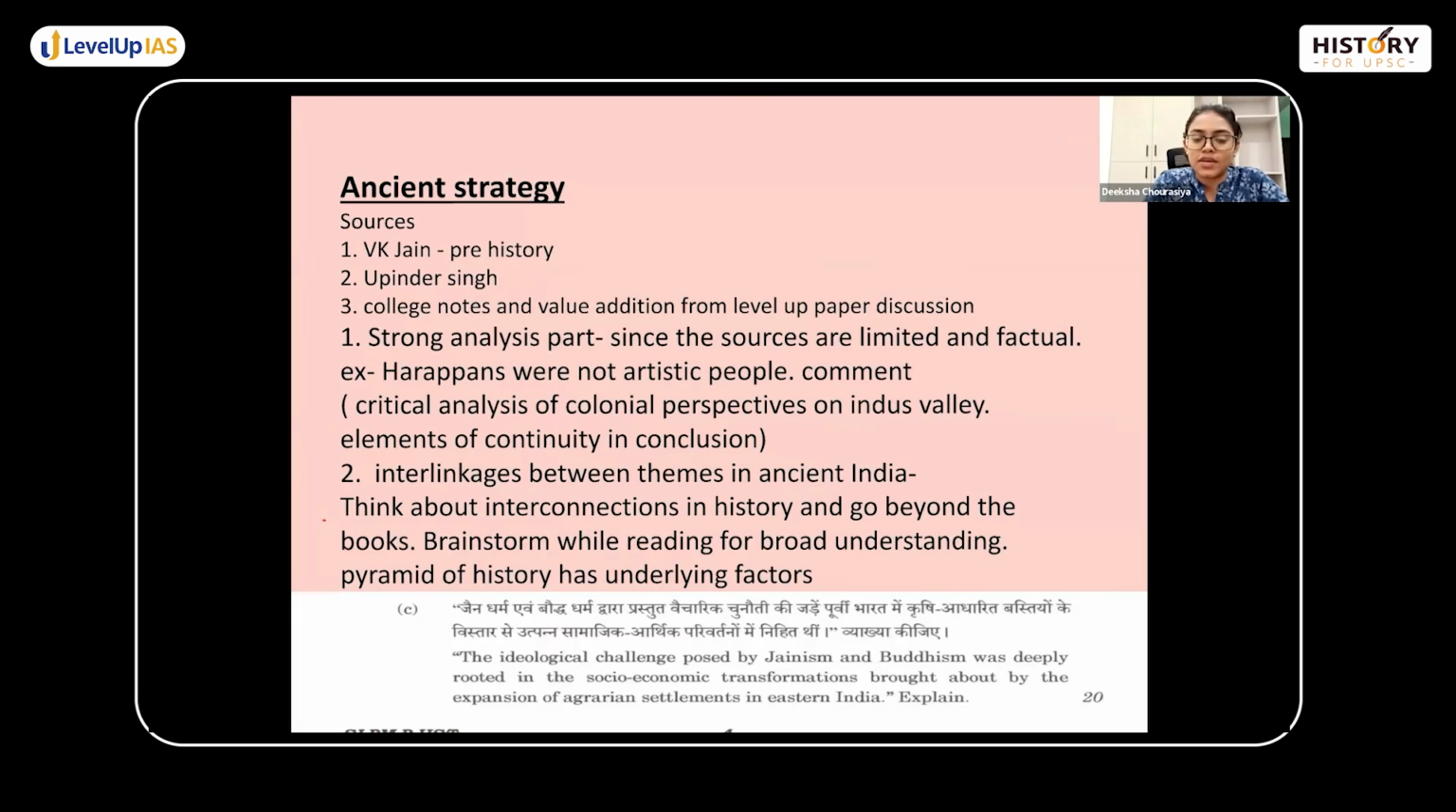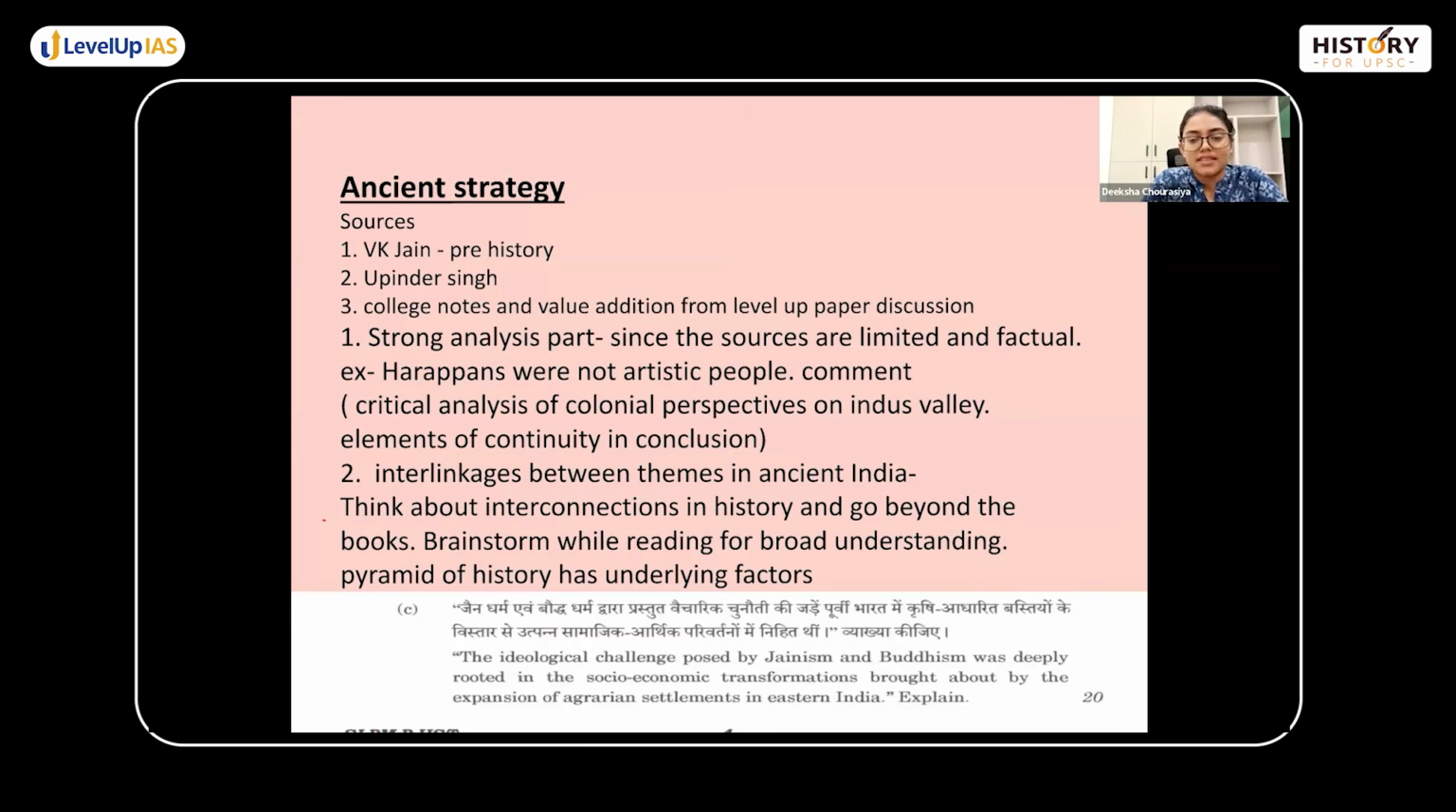So in this question where Harappans were not artistic people, you had to give certain analytical part where colonial historiography portrayed Harappans as non-artistic and compared it with Egyptian and other civilizations. So I think when you understand the demand of the question, the analytical part does not become a very big problem. So I did a critical analysis of that colonial perspective and then wrote the factual bit of artistic achievements of Harappans.